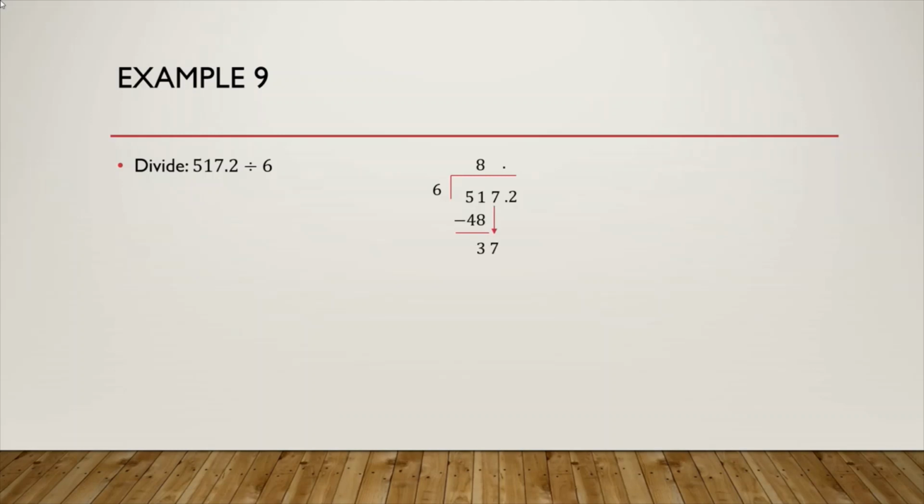Bring down the 7. How many times does 6 go into 37? 6 times. 6 times 6 is 36. Subtract the difference between those, 37 and 36, you get 1. Bring down the 2. 6 goes into 12 twice, and it goes into it evenly. 12 minus 12 is 0. So my final answer is 86 and 2/10.